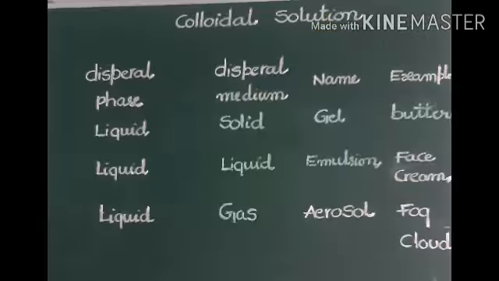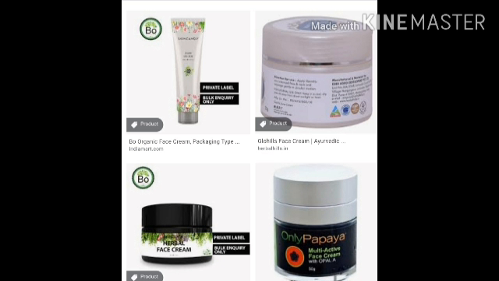Now second example, dispersal phase liquid and dispersal medium liquid. The name of colloid is emulsion, and best example face cream. Face cream is the best example. Once again, the face cream is the best example of emulsion.